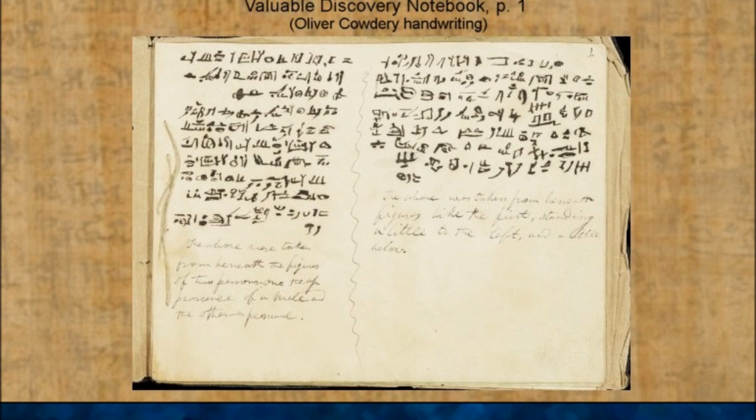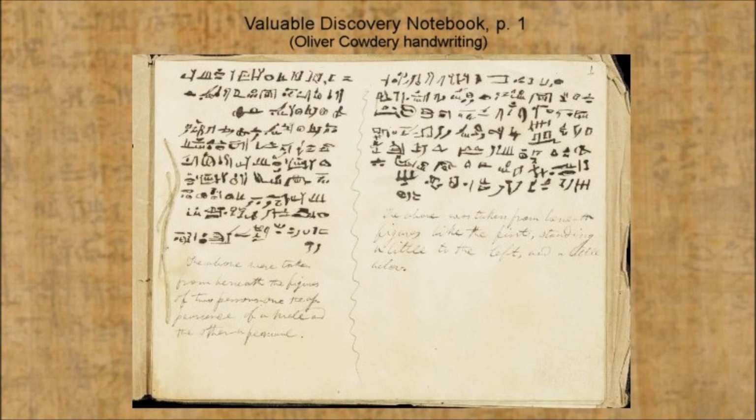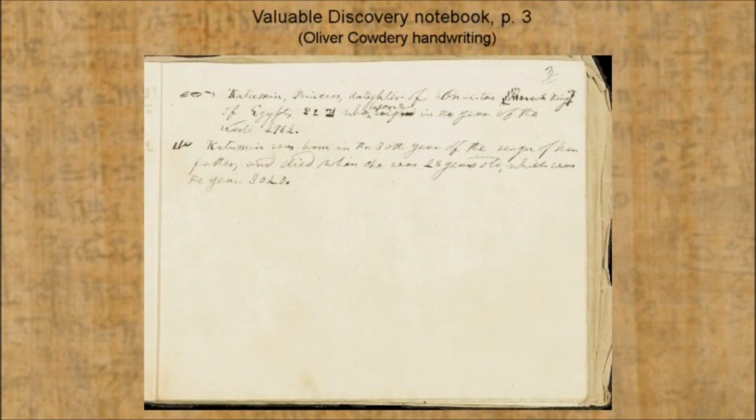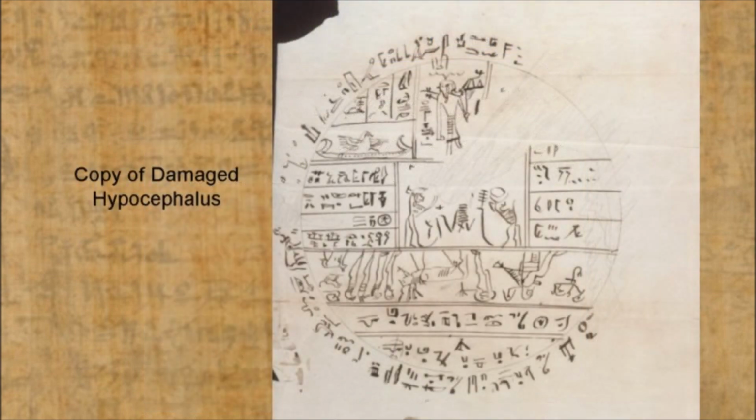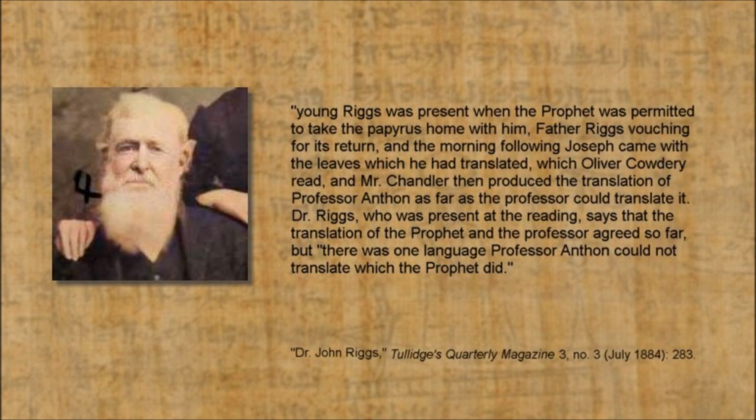This is doubtful, since there is no way that either Cowdery or Chandler would claim that the learned in the East were in agreement with Smith's translation of the Book of Abraham. Most likely, the few lines that Smith had translated were something like what is found in the Valuable Discovery notebooks, which identified one of the mummies as Princess Ketumen, or possibly he had commented on the astronomic aspects of the hypocephalus. So the Riggs source doesn't support Muhlestein's assertion that the entire Book of Abraham and possibly more was translated in early July 1835.